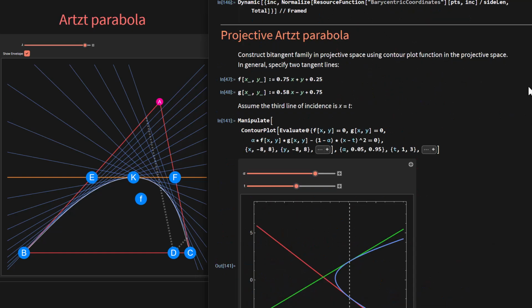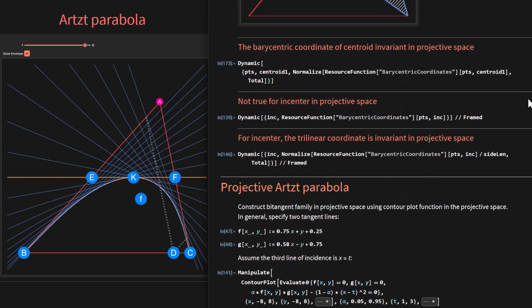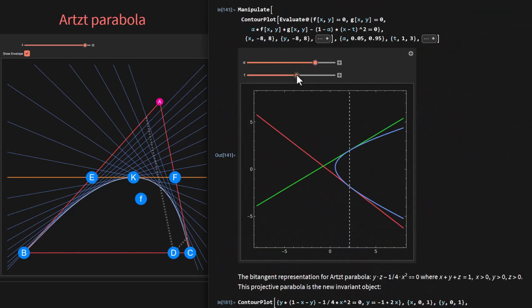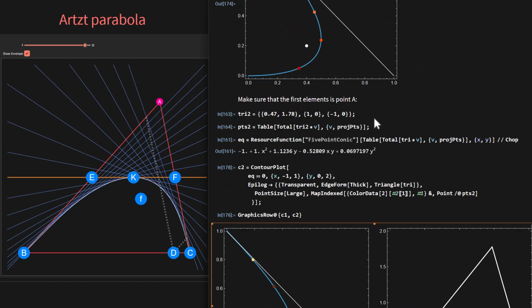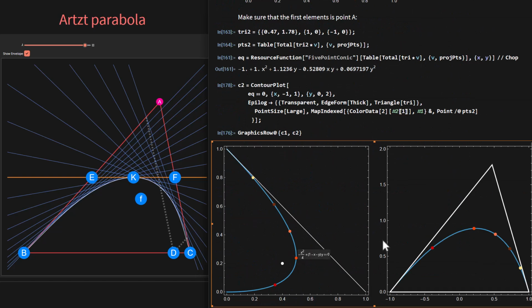And let's go back to the example here. You can see if I specify t in the two lines here, then the parabola is definitely fixed. So this concludes our reconstruction part for this point inside the real plane from the projective space.